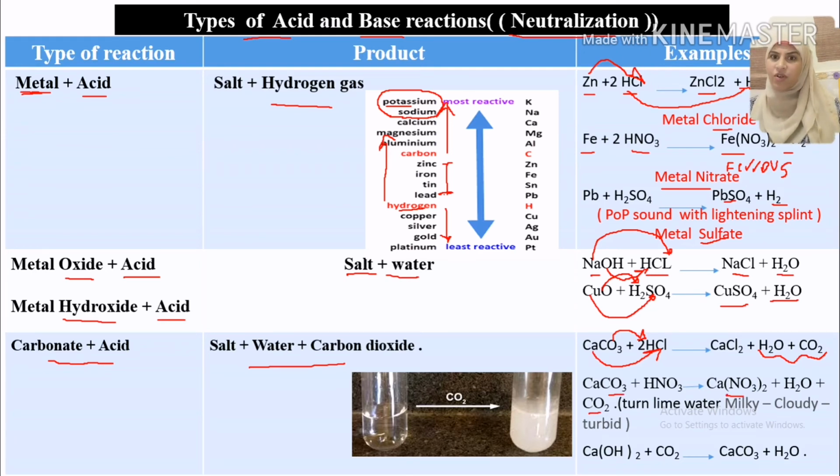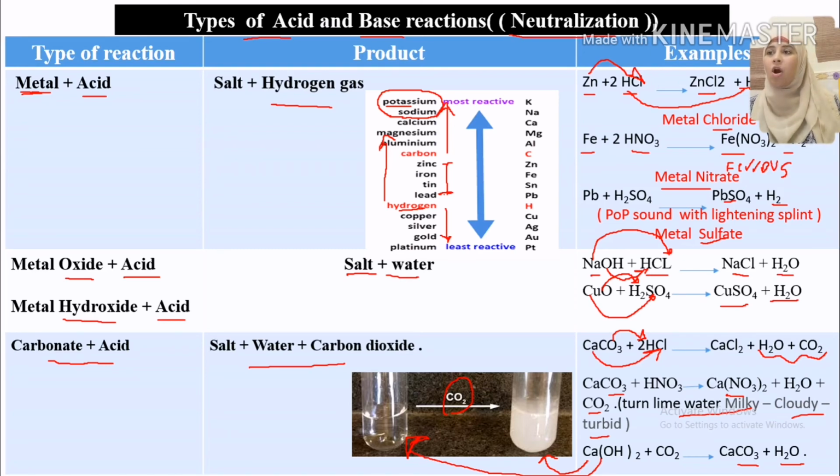Carbon dioxide can turn lime water cloudy. It can turn it into a milky or turbid solution. We can see it in our picture. In the lime water, we have calcium hydroxide. Calcium hydroxide is a clear solution. By adding carbon dioxide, it will form calcium carbonate, CaCO3, plus water. So we are talking about different types of acid and base reactions.